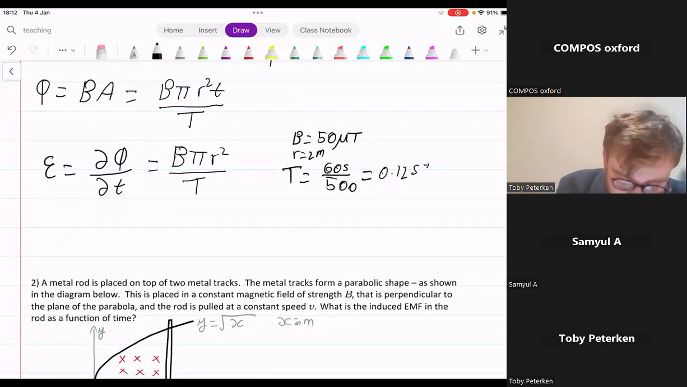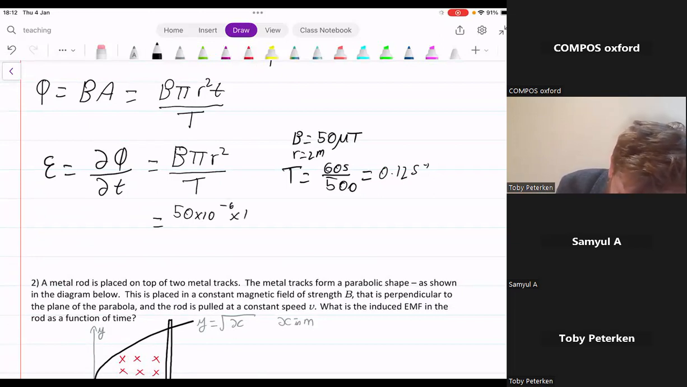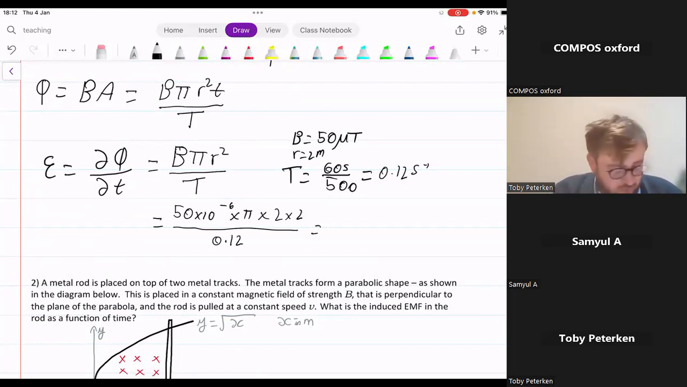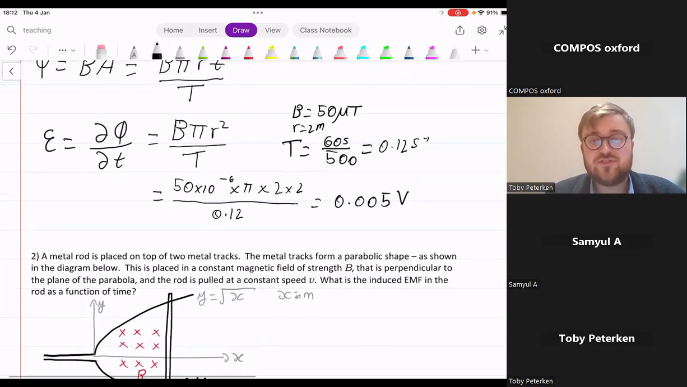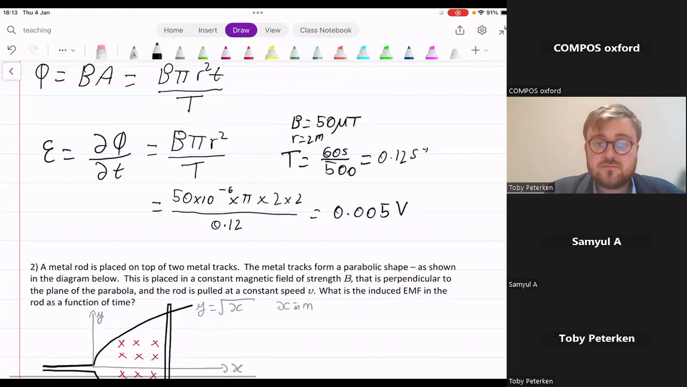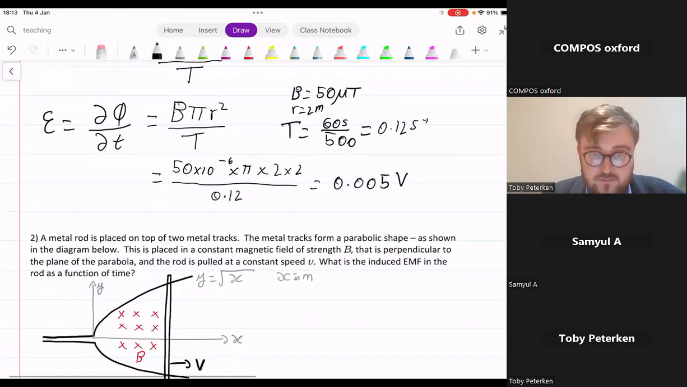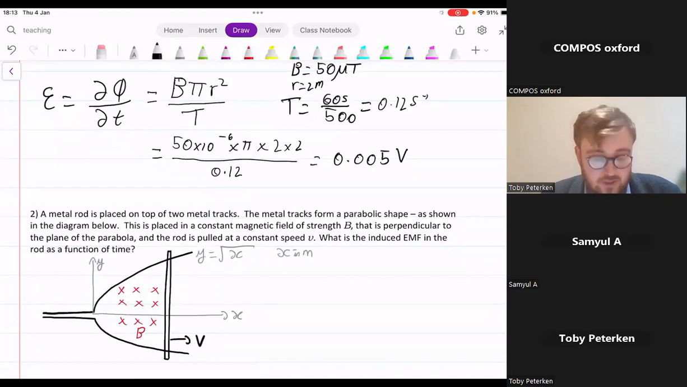So now we put all of these numbers in. We have 50 times 10 to the minus 6 times pi times 2 squared divided by 0.12, which is equal to 0.005 volts. Are there any questions here? Okay.